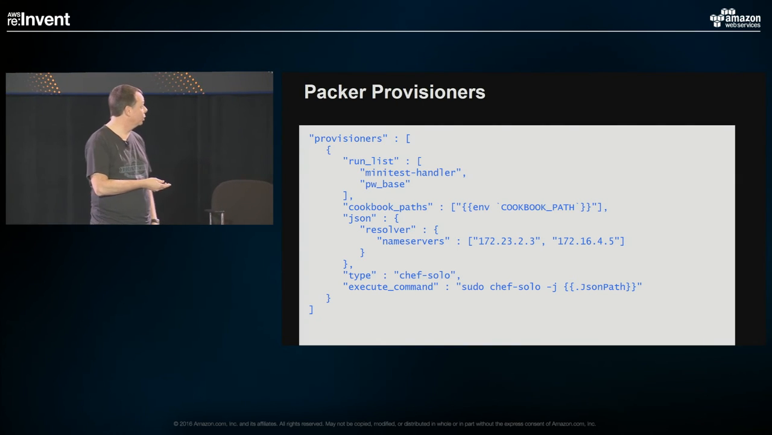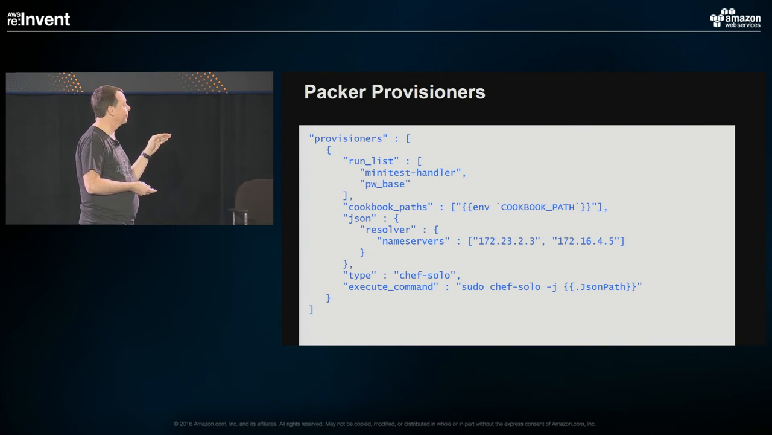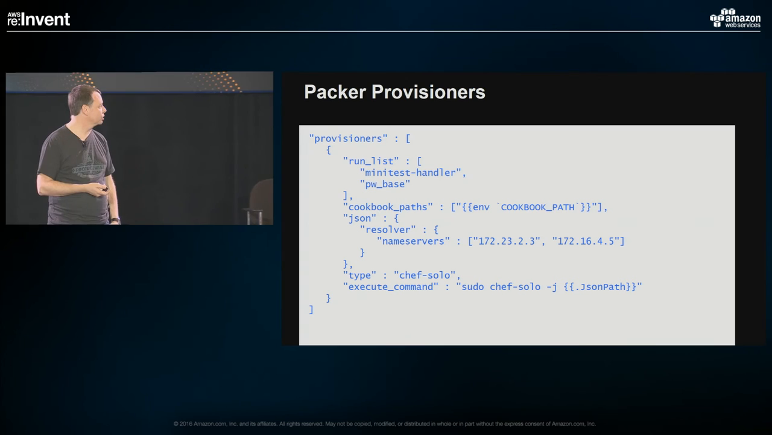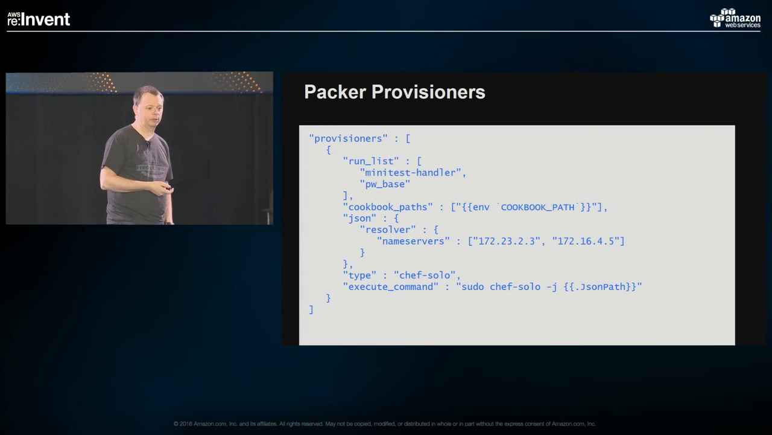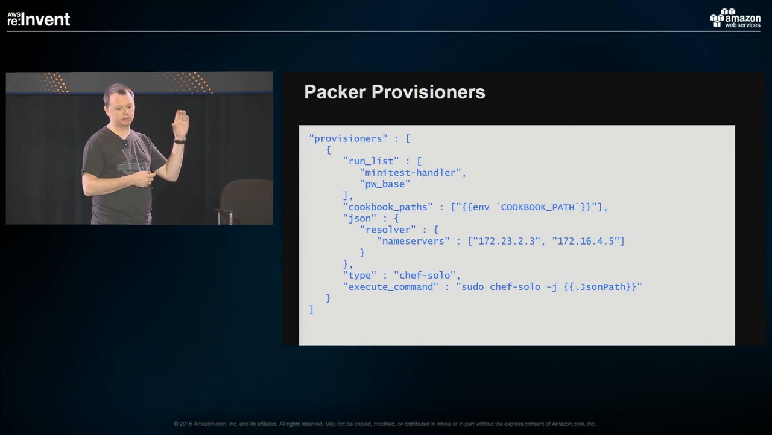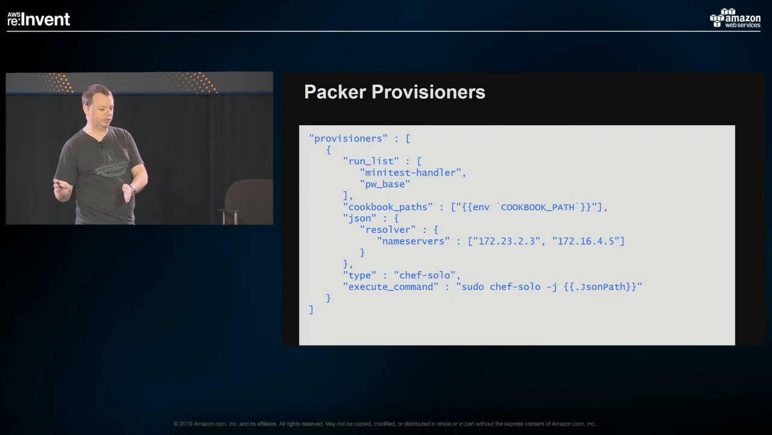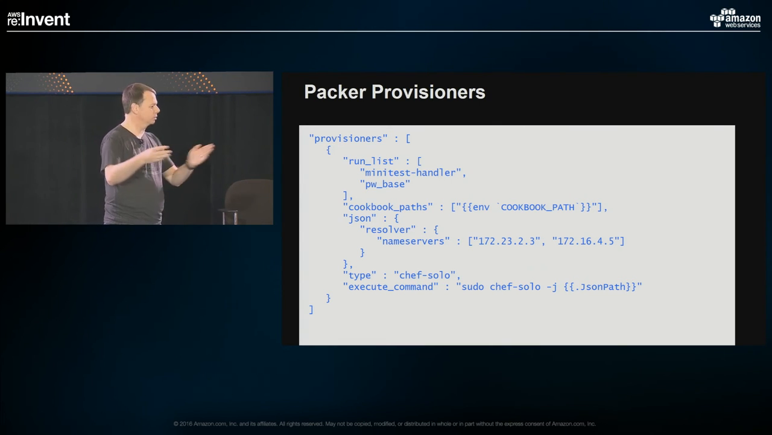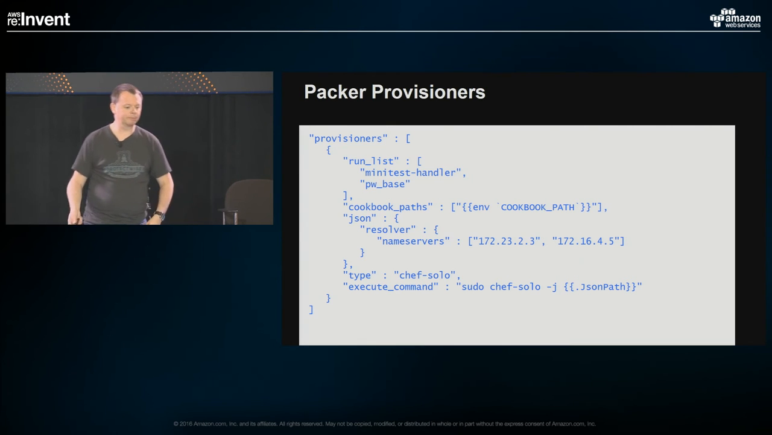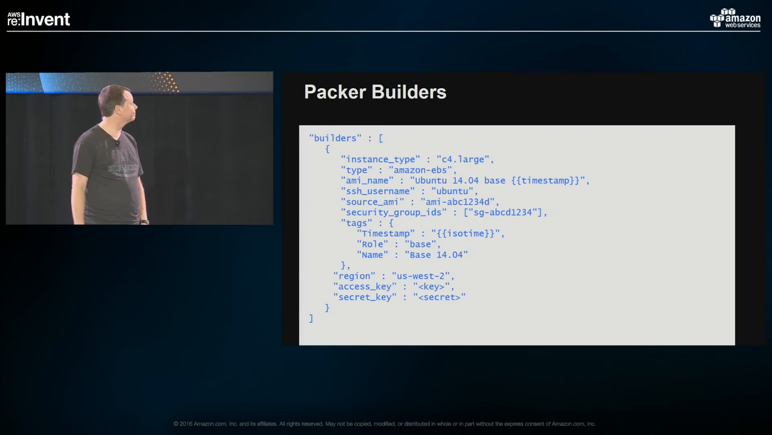So this is an overview of the first part of a Packer configuration. Again, we're using Chef. Here we're using Chef Solo, just to decouple it from the Chef server. And the provisioners array is the steps required to bring this container from the base to the desired goal. Again, we're using Chef Solo, but it also supports Puppet or just shell scripts for that matter.